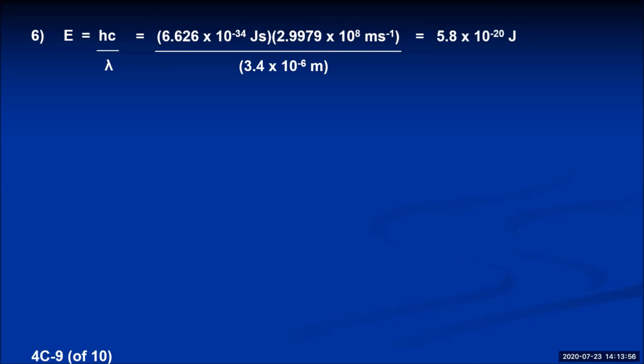Number 7, identify the Lewis acid and the Lewis base in each of the following reactions. The first one is a reaction between a copper-2 ion and 4 ammonia molecules. The copper-2 ion has no electrons in its outer shell, but the ammonia has a nitrogen with a lone pair. That lone pair can be donated, and that's the definition of a Lewis base. The copper-2 ion can therefore accept that lone pair.